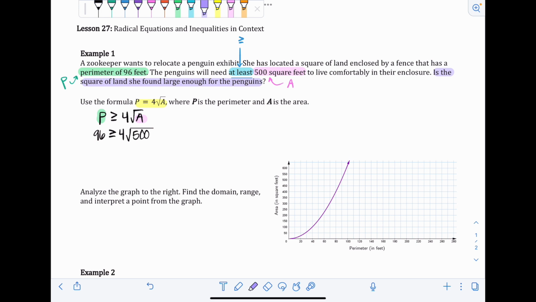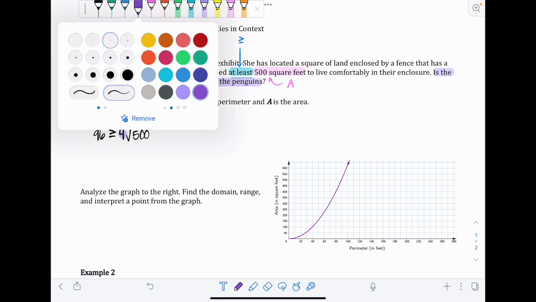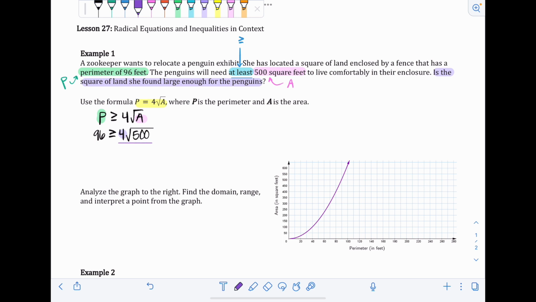So first things first, I can get rid of this 4 that's out in front by dividing both sides by 4. So if I divide both sides by 4, 96 divided by 4 is 24. And then bring down the symbol, keep it facing the same way, and then bring down the square root of 500. And then the goal is to keep simplifying this without using a calculator.